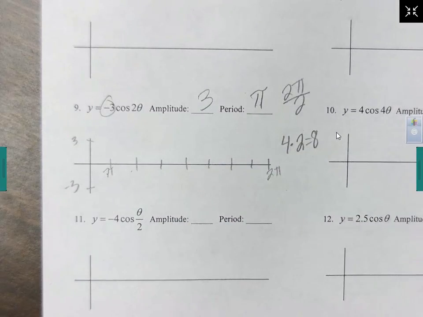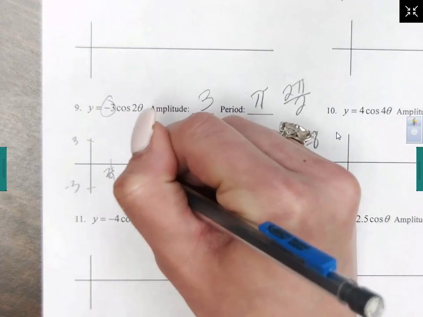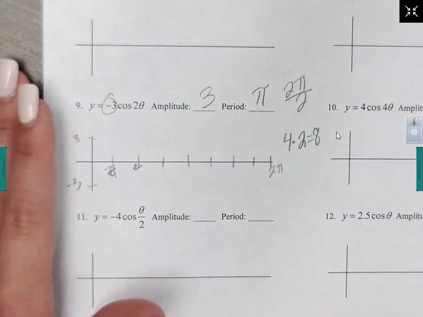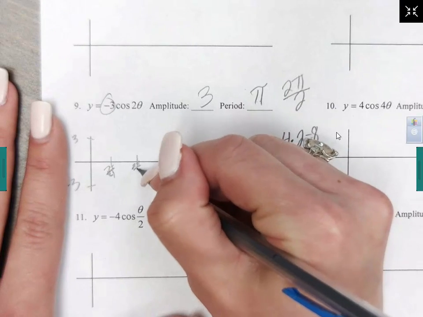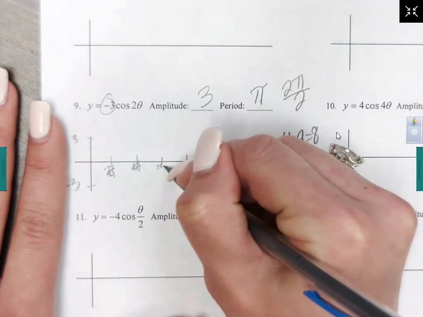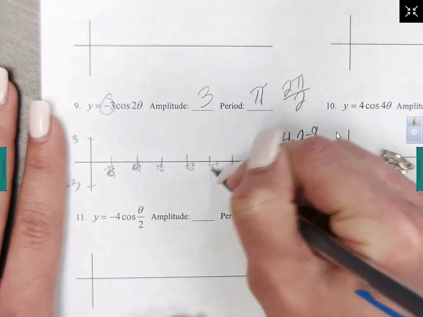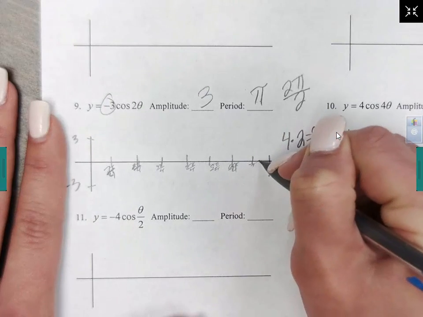It's not always going to be pi over 4. It just happens to be in these two examples. Please remember that. Sometimes it'll be pi over 8, sometimes it might just be pi. It always changes. It just depends on what the period is. 2 pi over 4, 3 pi over 4, 4 pi over 4, 5 pi over 4, good, 6 pi over 4, which is 3 pi over 2, good, 7 pi over 4.